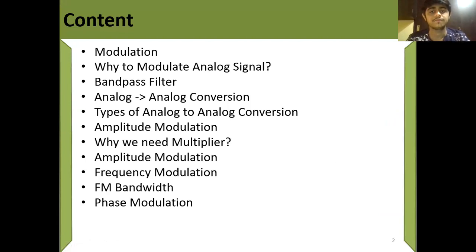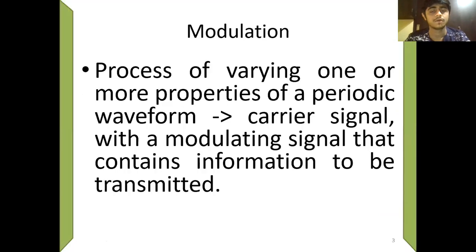The content of analog to analog conversion is modulation. Modulation is the modification of one or more characteristics of a carrier wave by an information bearing signal.